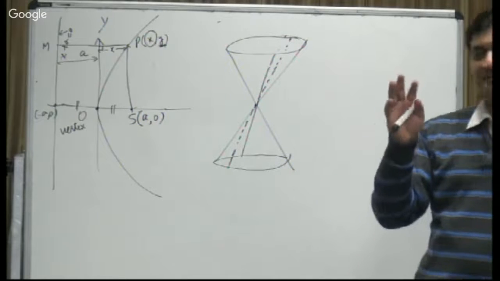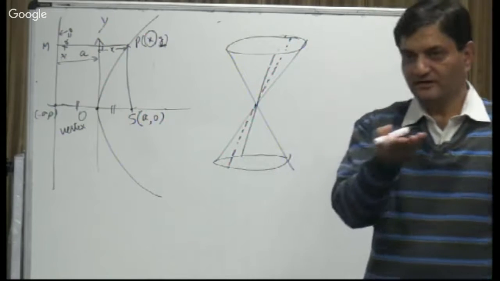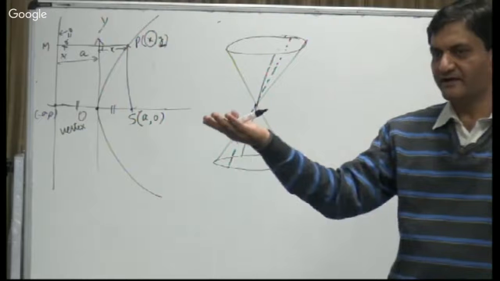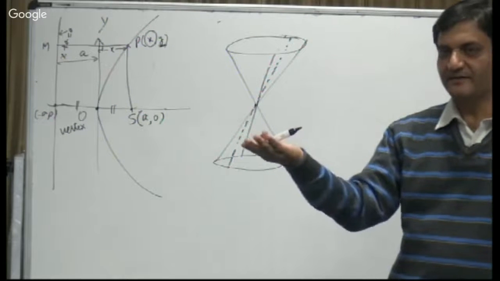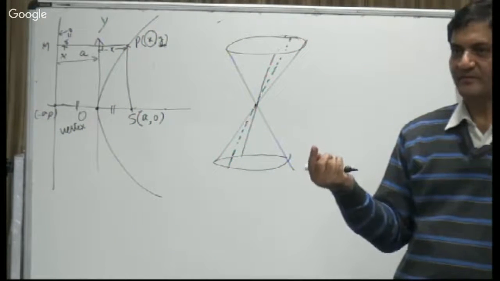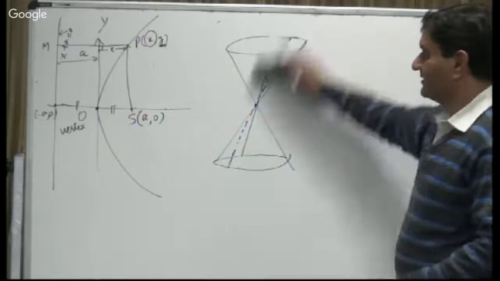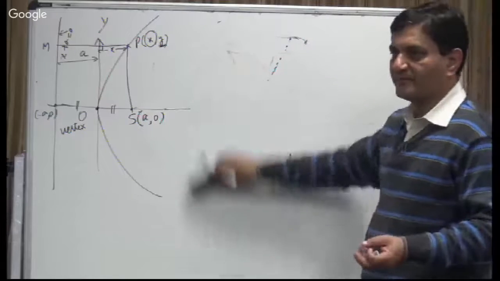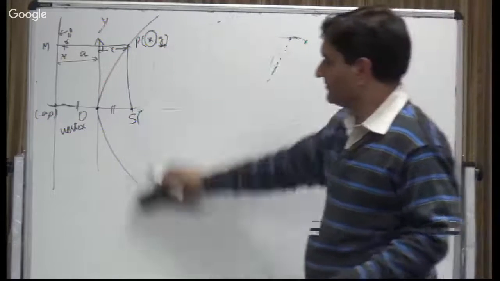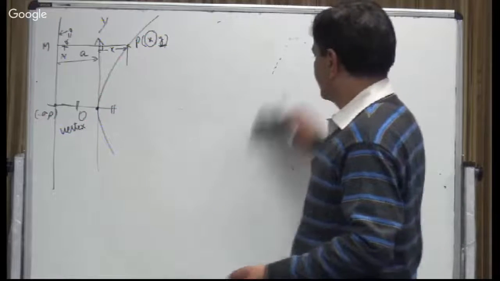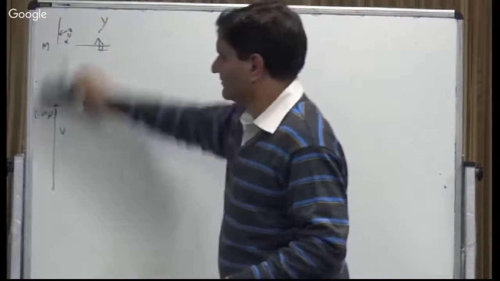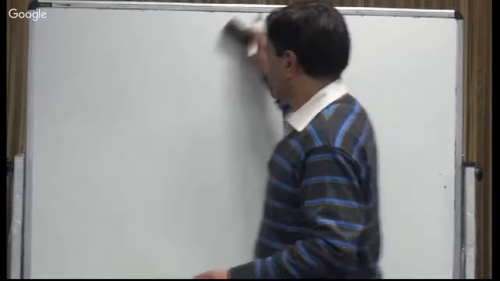There are some degenerate solutions. When the plane is taken in a manner that it cuts at just one vertex, then it is a degenerate solution. Otherwise, parabola, ellipse, hyperbola, and circle. Next. Now see, standard form of parabola, y square equal to 4ax.